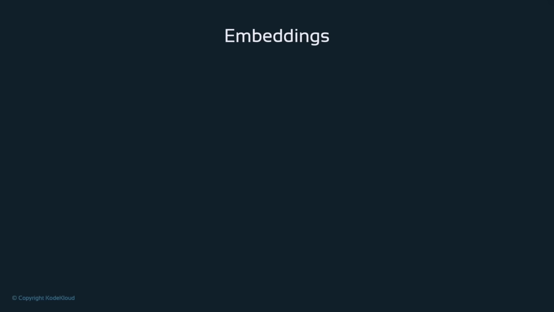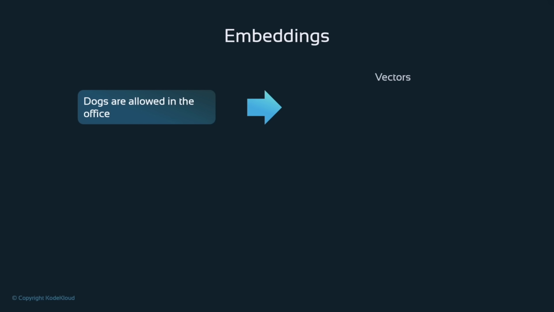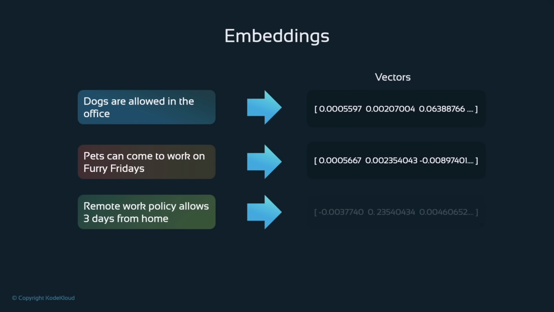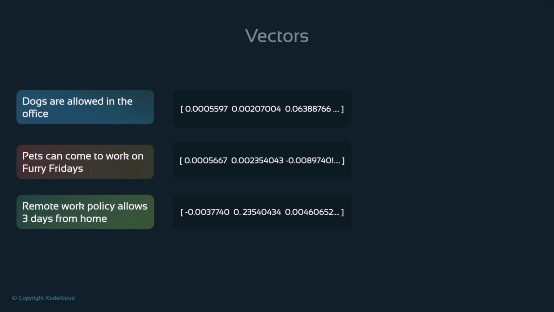So we just mentioned embeddings. What are they actually? In its simplest form, an embedding model takes text and converts it into numbers that represent meaning. So a sentence like "dogs are allowed in the office" is converted into an array of numbers known as a vector. When you give the model a sentence like that, it doesn't just look at the words. Instead, it thinks about what this sentence actually means. Is it about animals? Is it about workplace policies? Is it about permissions? The model then creates a list of numbers that captures all these different aspects of meaning.